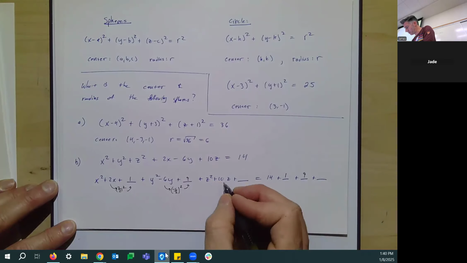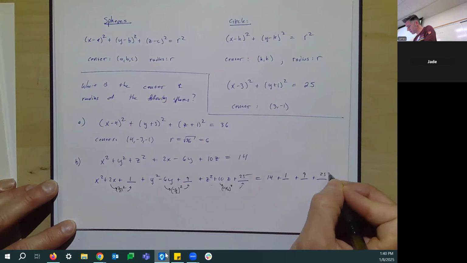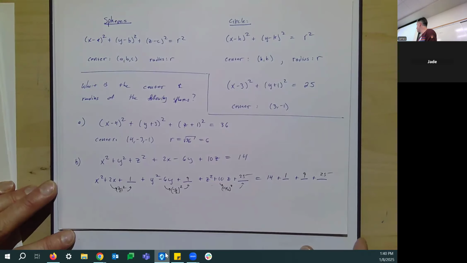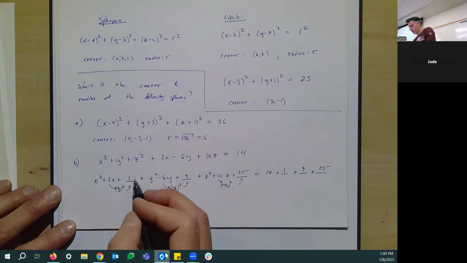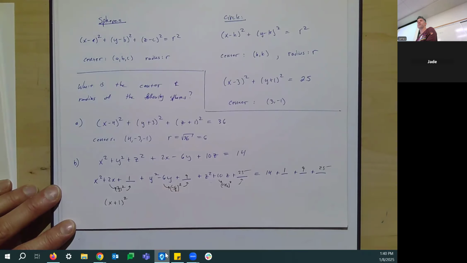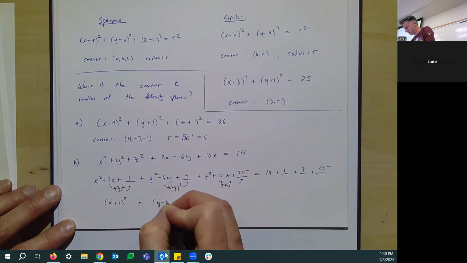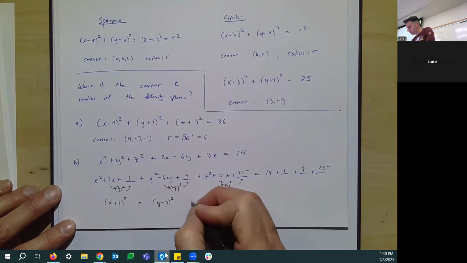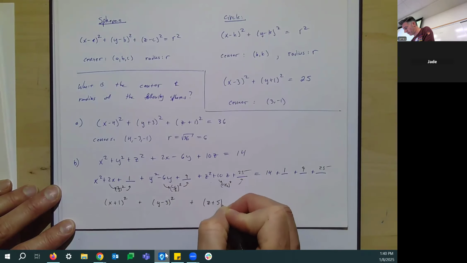And then finally over here, 10 divided by 2 is 5. 5 squared is 25. And the reason we've done this is because now we can factor each of these things. X squared plus 2x plus 1 factors as x plus 1 times x plus 1. Y squared minus 6y plus 9 factors as y minus 3 times y minus 3. Z squared plus 10z plus 25 factors as z plus 5 times z plus 5.